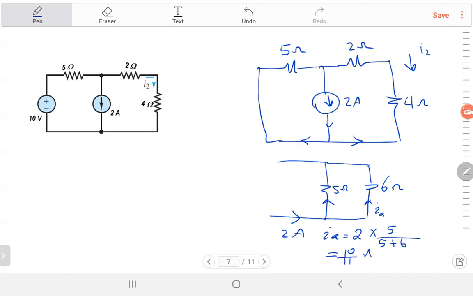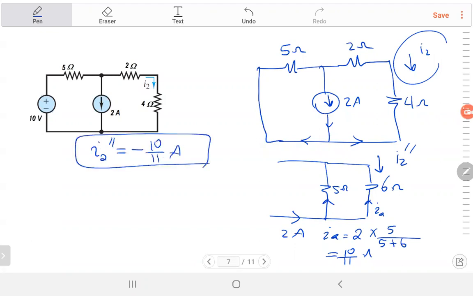But I know that I2 should be in this direction. And I called this one I2 double dash. So I2 double dash is in the opposite direction of IA, so I can write I2 double dash is equal to minus 10 over 11. Right?